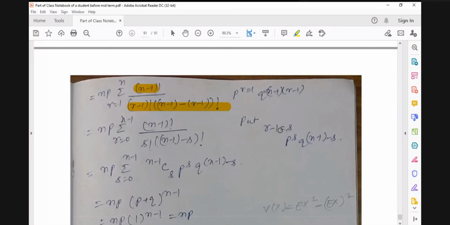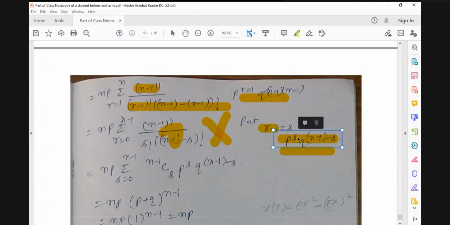Okay, they have actually substituted r minus 1 equal to s. If we do it like this, then (n minus 1) upon s factorial, (n minus 1 minus s), and the other terms are written here. This term is actually written here: p raised to power s into q raised to power n minus 1 minus s. So this term is multiplied by this term.